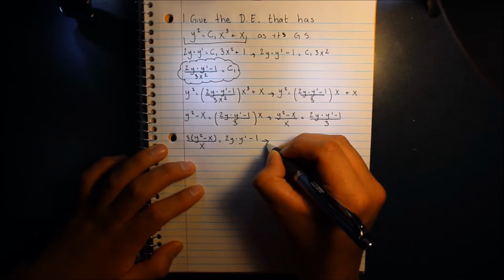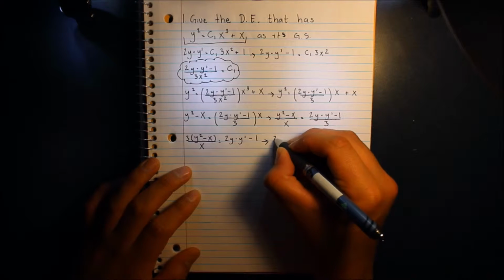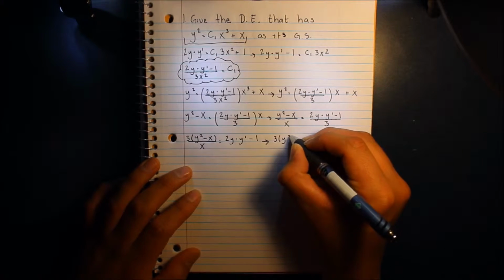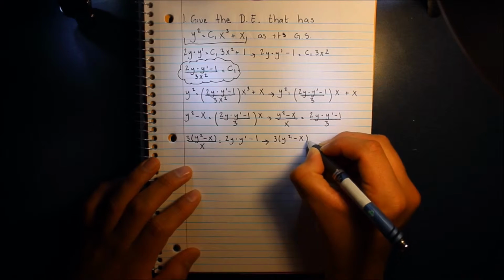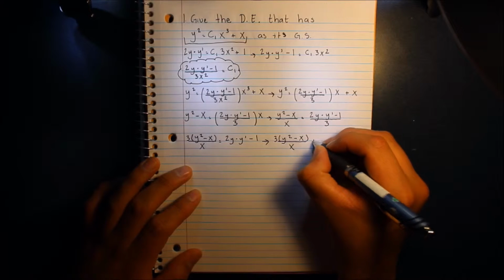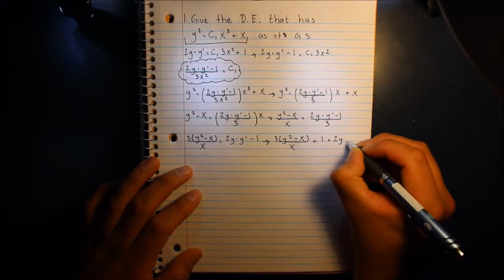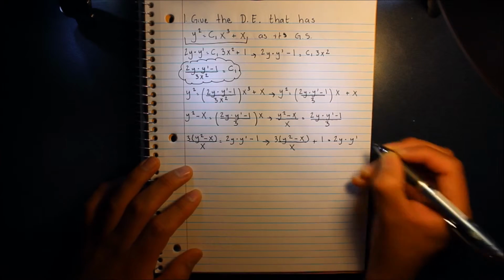Okay, we're almost there. So now we add everything by 1. Okay, so then we get 3y squared minus x, everything divided by that x. And so we wanted to add 1, so just add the 1, equals 2y prime. We're almost there.